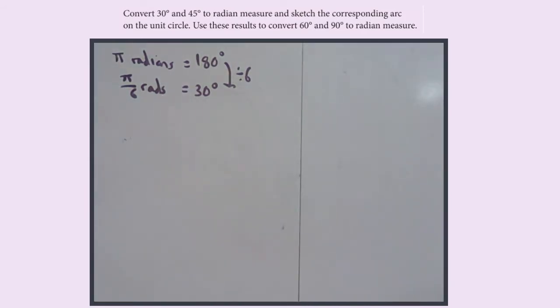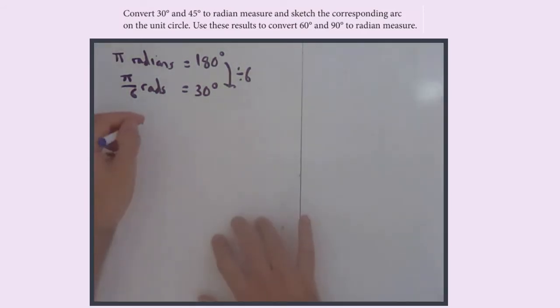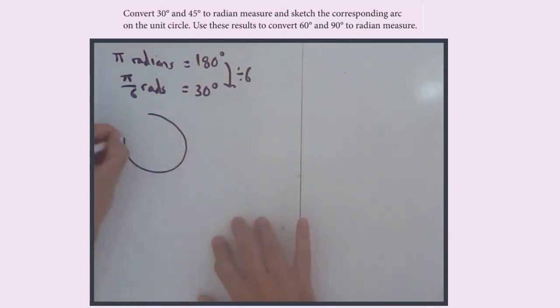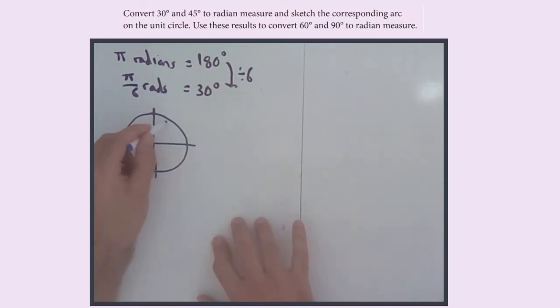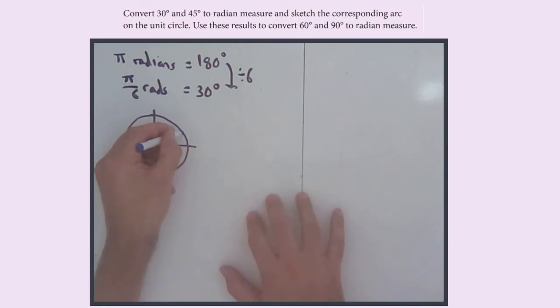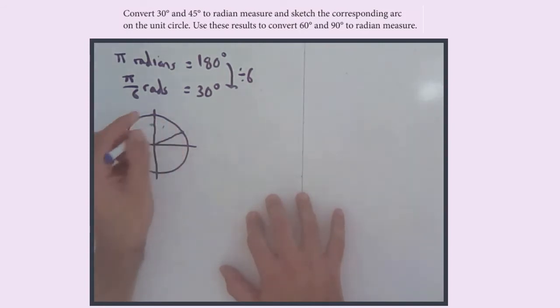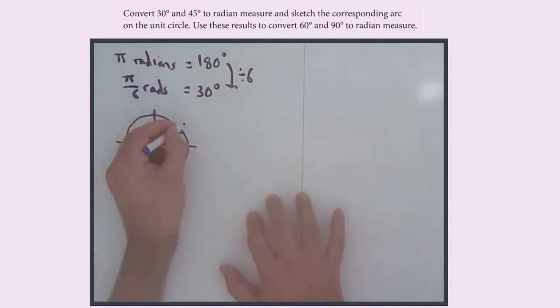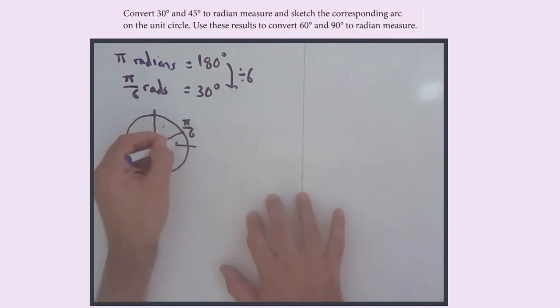Right, so if we want to sketch this on a unit circle, draw yourself a circle, draw the axes, you know that this is 0 and 90, so 30 degrees. Well, you need to split this interval from 0 to 90 into thirds, so it's going to be about here, something like that. So that is pi by 6 there, and this is the arc, that one there.